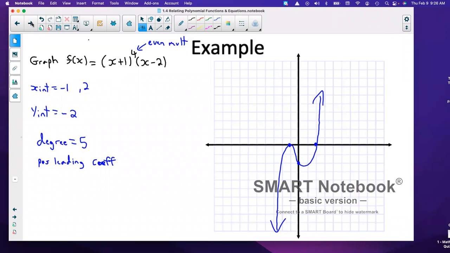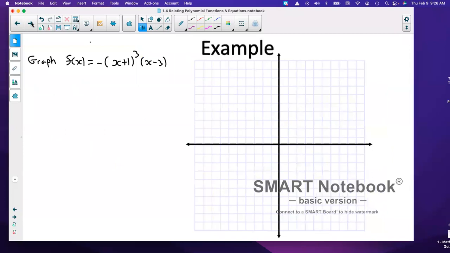Okay, so we'll look at one last example. Graphing f of x equals -(x plus 1) cubed times (x minus 3). So looking at this right away, we have x-intercepts at -1, which has an odd multiplicity, which means it's going to pass through our axis. And at positive 3.